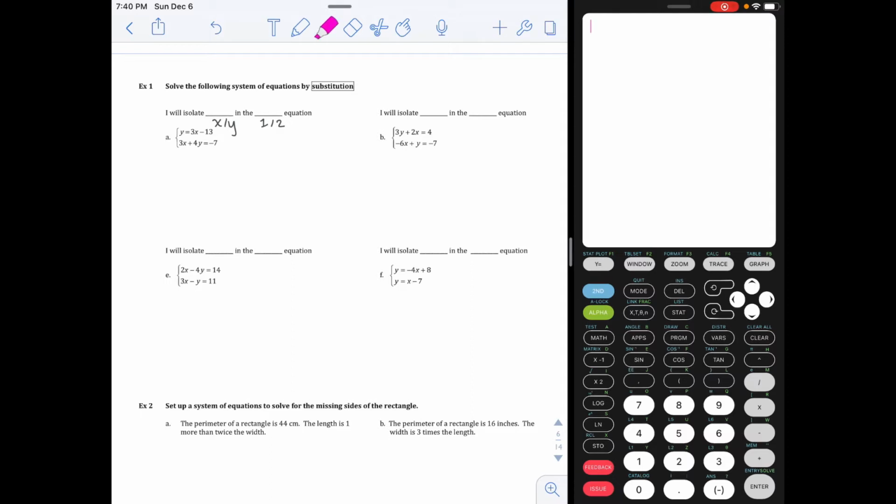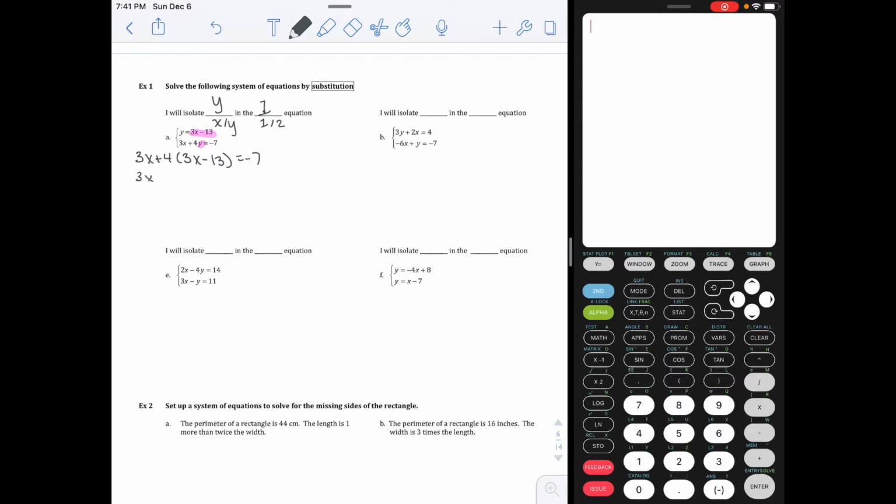So in this one, I'm going to say this first equation is already isolated, so I'm kind of happy about that. So we're going to isolate the y because it's already done, and in the first equation because it's already done, like I said. So now, wherever we see this y in the second one, we're going to plug in 3x minus 13 into the equation. So we have a 3, an x plus 4, plug in the new y, equals negative 7. Now let's solve for x.